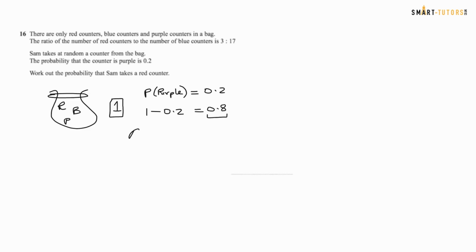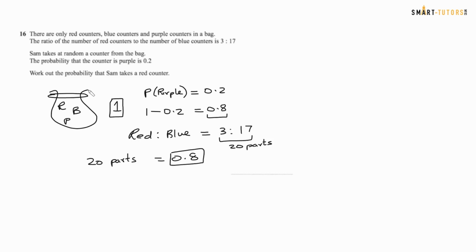The number of counters is not given, but the ratio is given. So the red counters to blue counters is 3:17. So total is 20 parts. So 20 parts is 0.8. The probability of having the 20 parts is 0.8.